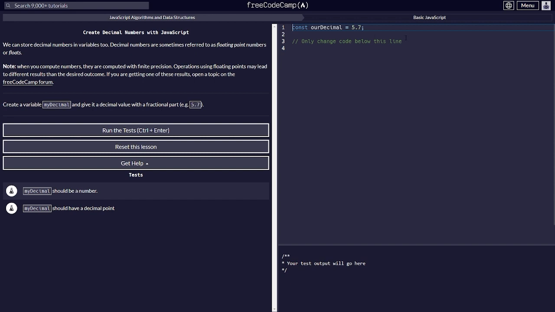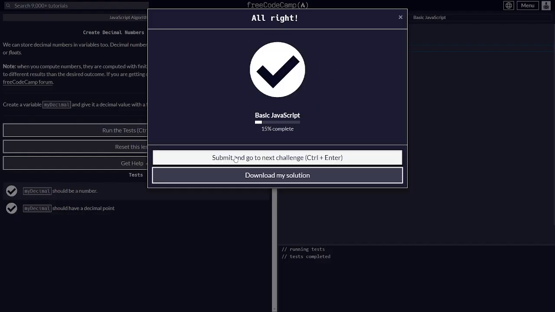Create a variable myDecimal and give it the decimal value with a fractional part 5.7. So let myDecimal, only change it below here. So let myDecimal equal 5.7. Run the test.